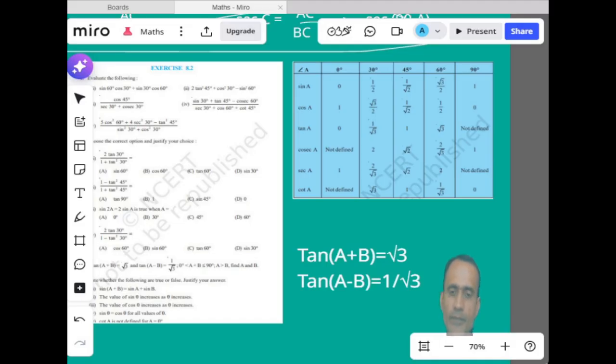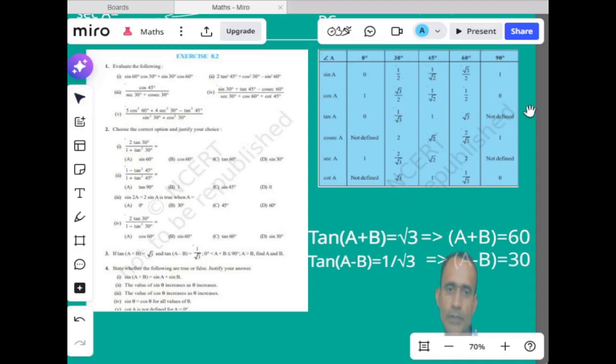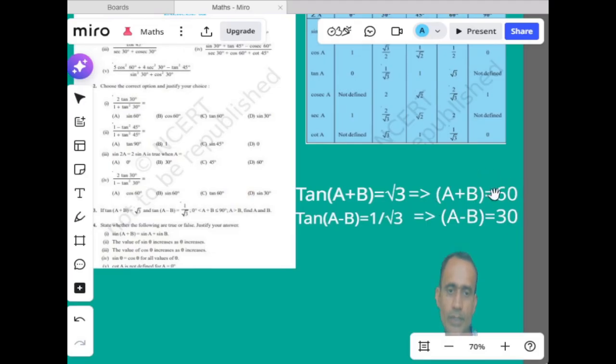So we need to find A and B. If tan of A plus B is equal to root 3, then A plus B must be 60 degree. If tan of A minus B is 1 by root 3, then A minus B must be 30 degree. So let us input these values. Tan of A plus B is equal to root 3, then that means the sum A plus B must be 60. Tan of A minus B is equal to 1 by root 3. So here we have 1 by root 3 as the value, so the value of A minus B must be 30 degree. So we now get two equations: A plus B is equal to 60 and A minus B is equal to 30. From this you can easily find out the values of A and B.